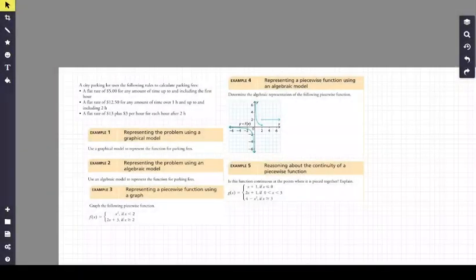So today let's go ahead and take a look at piecewise functions. We're going to be understanding and interpreting the graphs and the situations that are described by these piecewise functions. So without much ado, let's go ahead and get started.